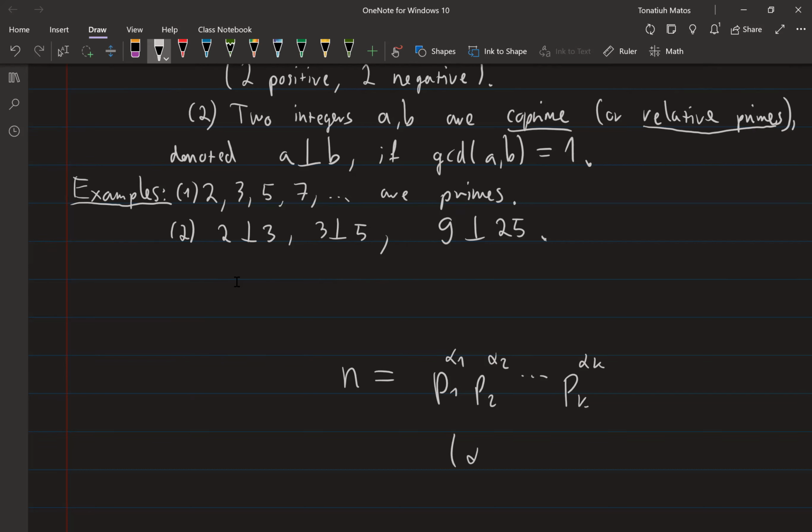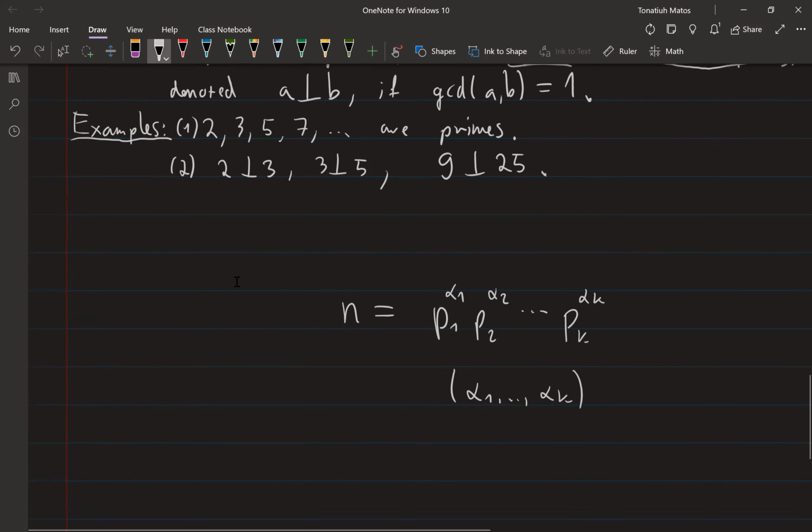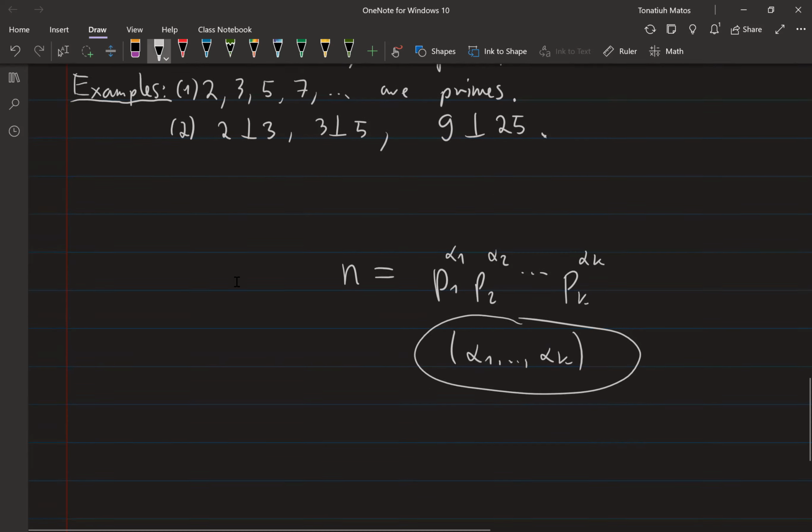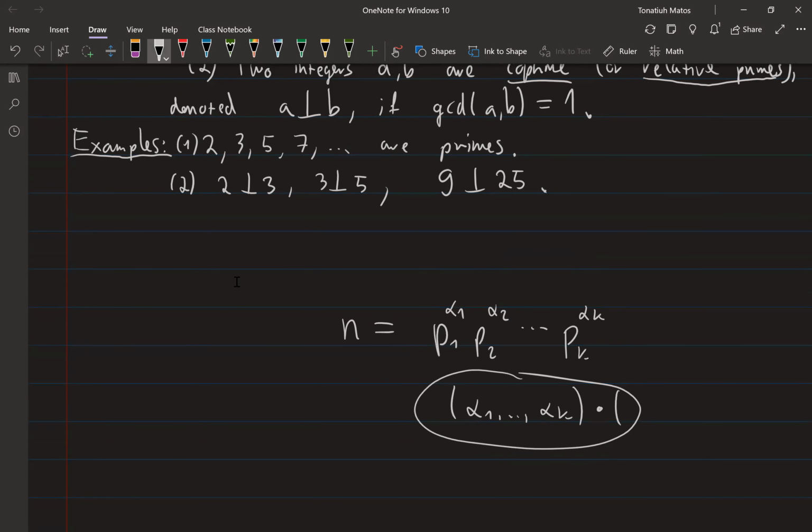Then you could construct a vector using these coefficients for every prime number, for a fixed number of primes. And then these two vectors are perpendicular if and only if the numbers are coprime, right? Because perpendicular tells you that the dot product between them is 0. And since these are natural numbers, they cannot have anything in common. If one of the exponents is positive, the other one must be 0, right?